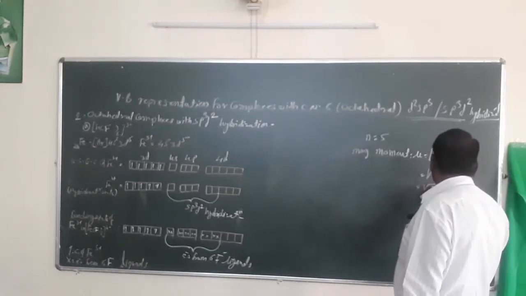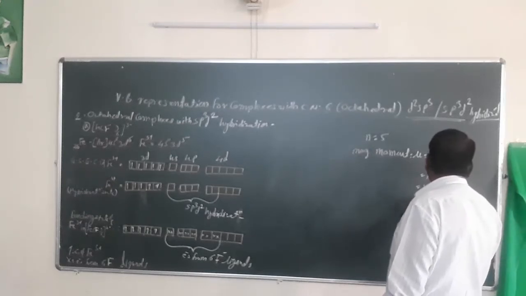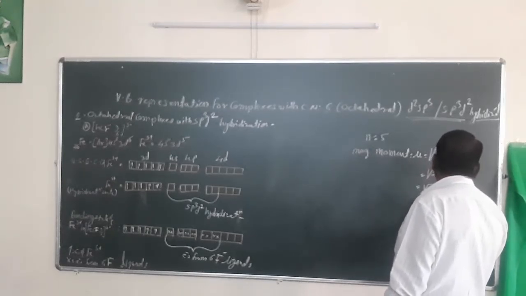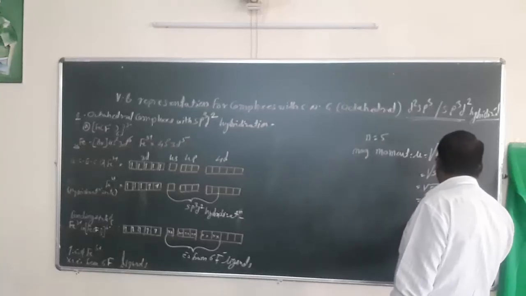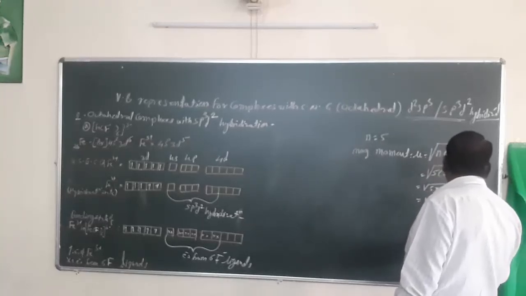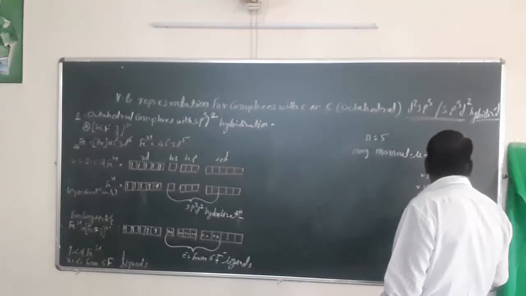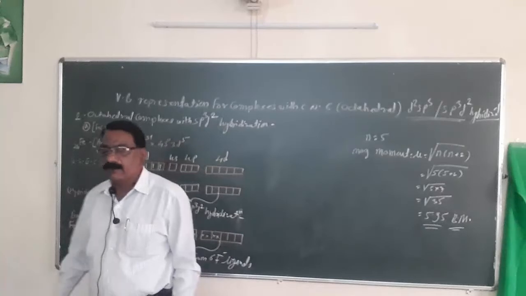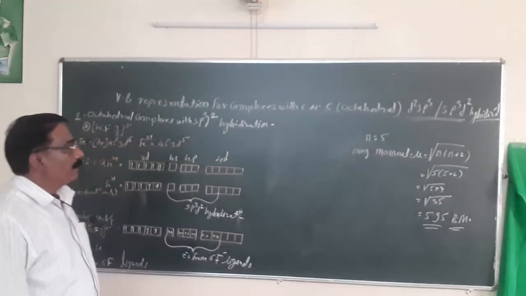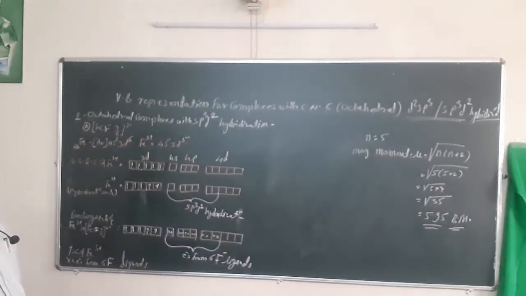So under root 5 into 7, so it is under root 35, it is equal to 5.95, and its unit is the Bohr magneton, BM. It is the magnetic moment for this complex FeF6 3 minus.